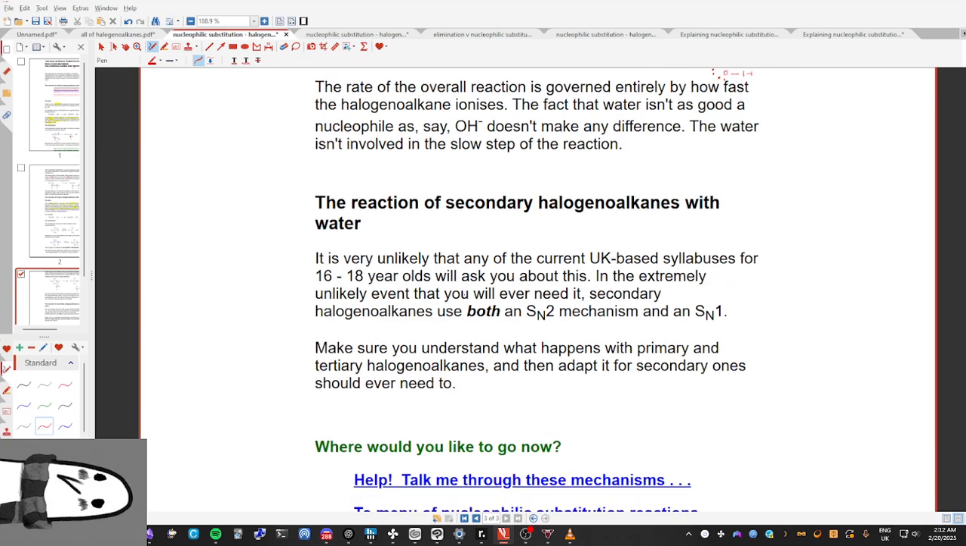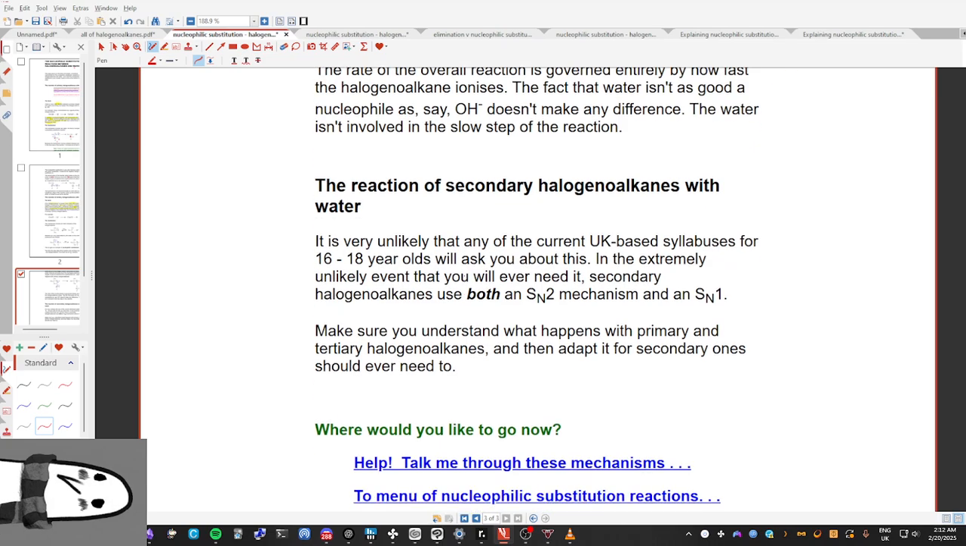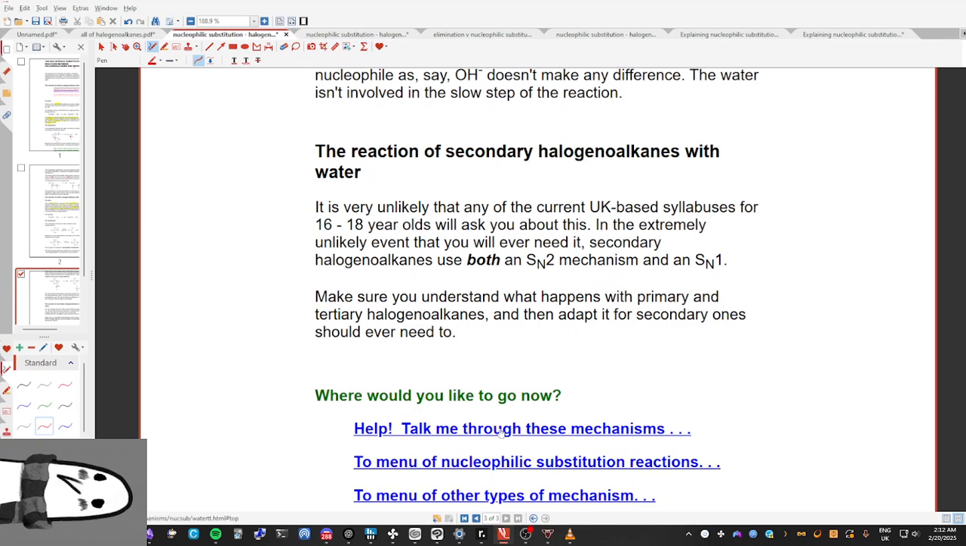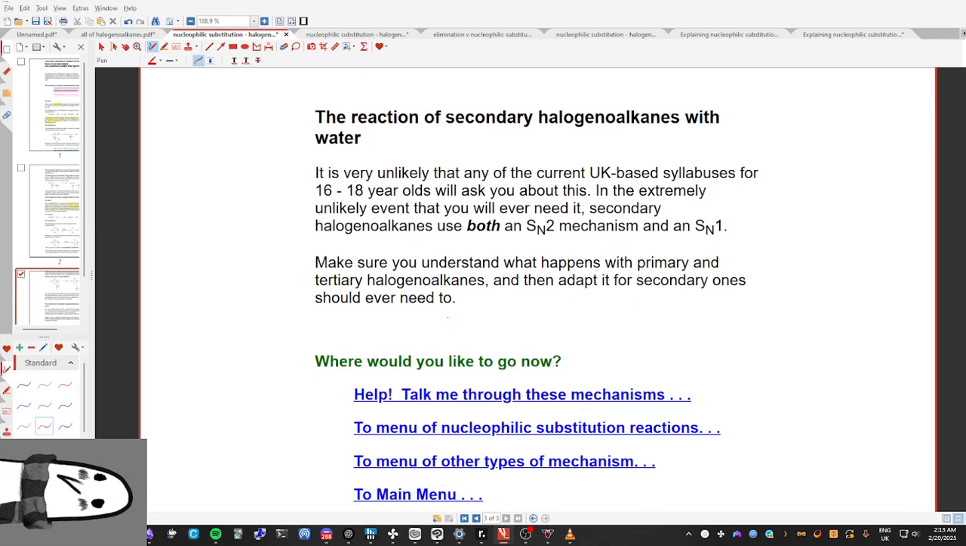Reaction of secondary. Oh my god, there's a talk through. It's very unlikely that any of we'll ask you about this. It is in the extremely unlikely case that you'll ever need it. For the secondary, you use both SN2 mechanism and SN1. Make sure you understand what happens with the primary and tertiary, and then adapt it for secondary, should you ever need to.